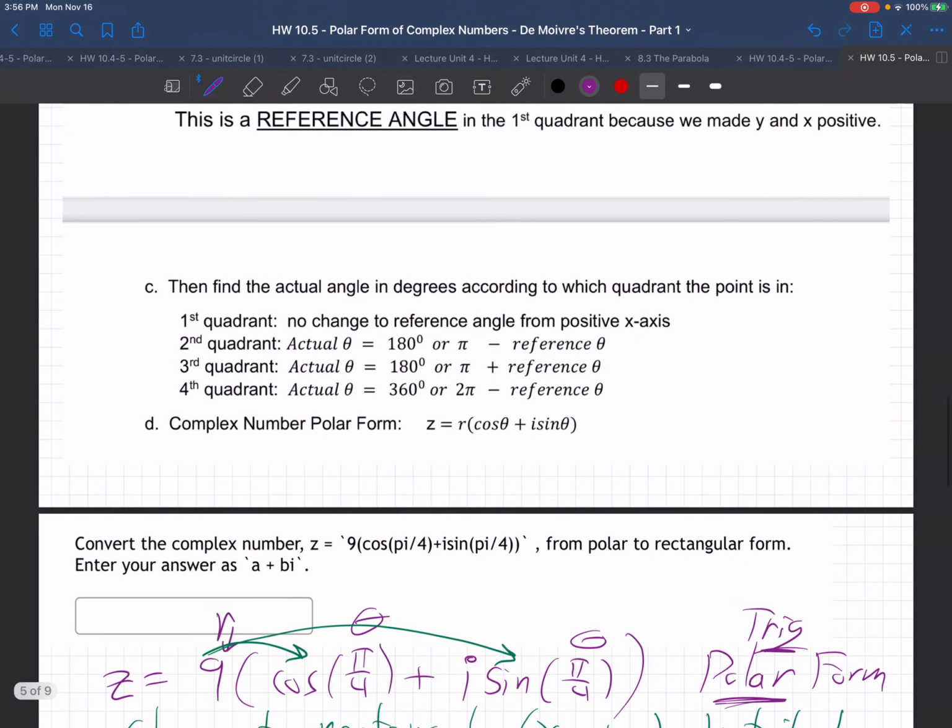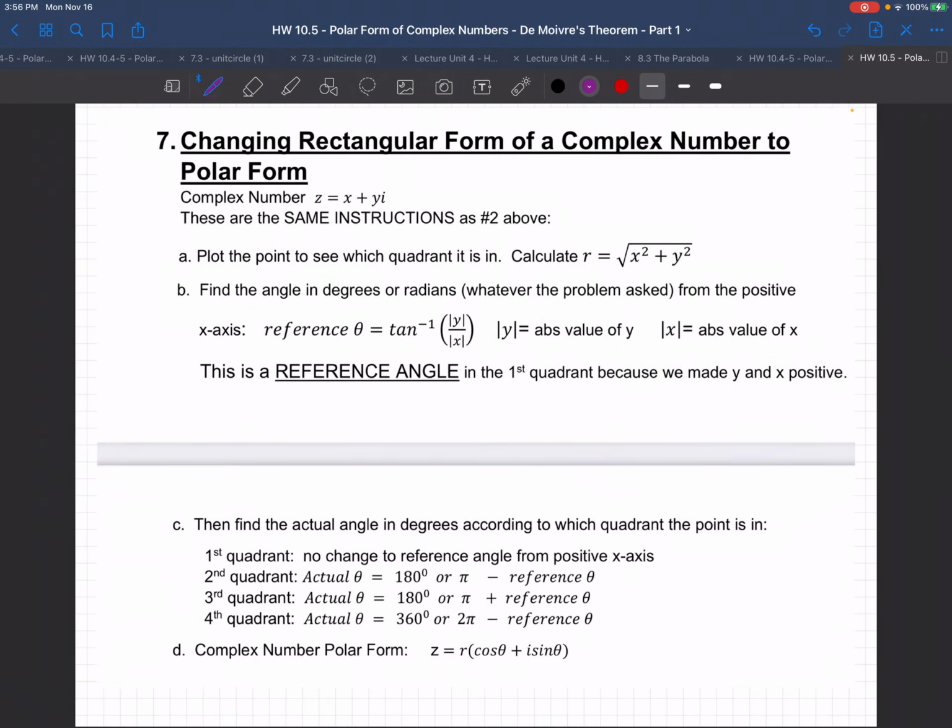Now, coming back down to the instructions, that's all just part A. Plot the point, find the quadrant, calculate r. Did it. Find the angle. How do you do it? Well, remember how this works? The reference angle is the inverse tangent of the absolute value. That'll be the reference angle. Then you've got to go find the actual angle on the second step.